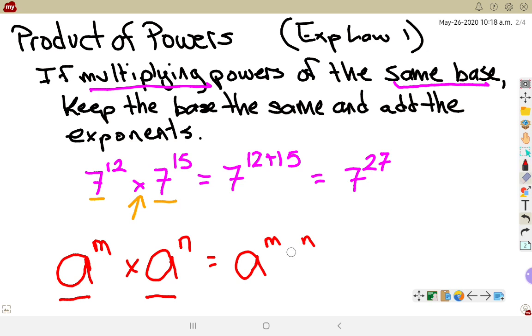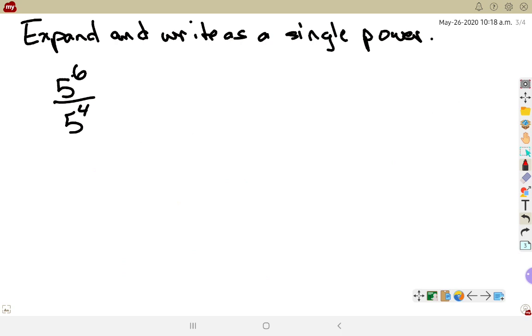And I guess I should write add instead of multiply. My goodness, Mr. T, what in the world are you doing? Okay, so we're going to add the two exponents together. Okay, all right, so that's our product of powers rule. Now, let's look at the next one.